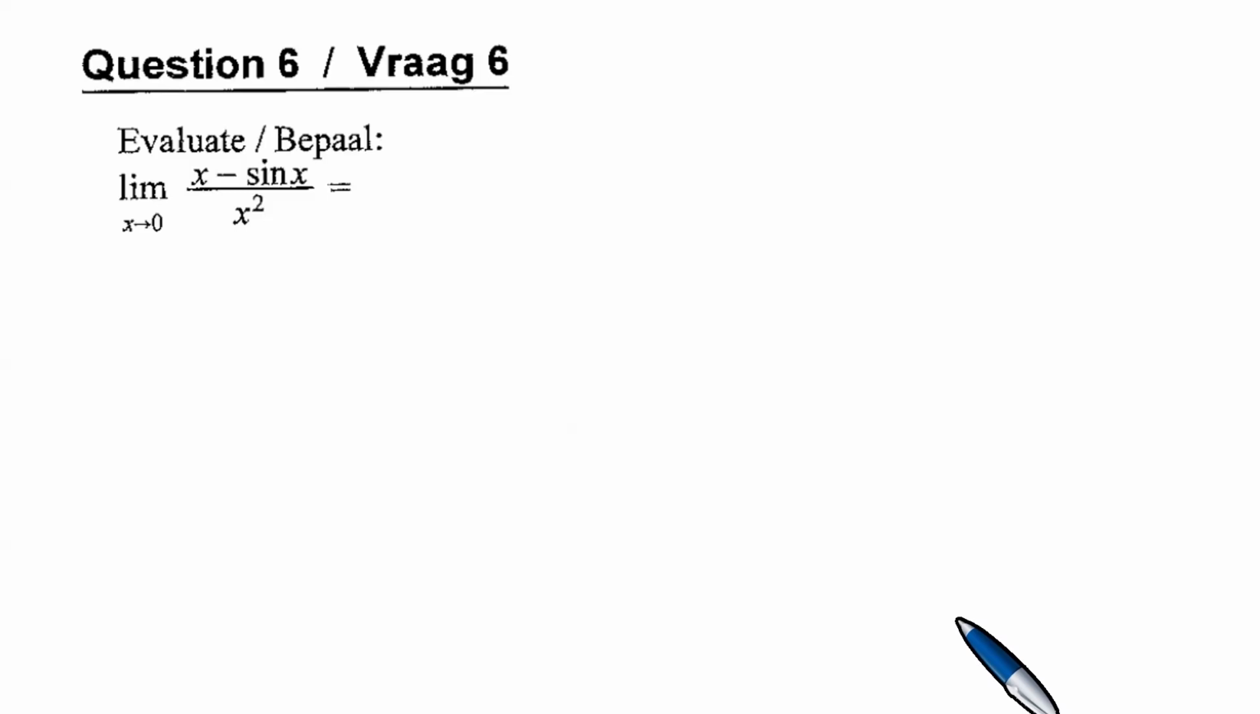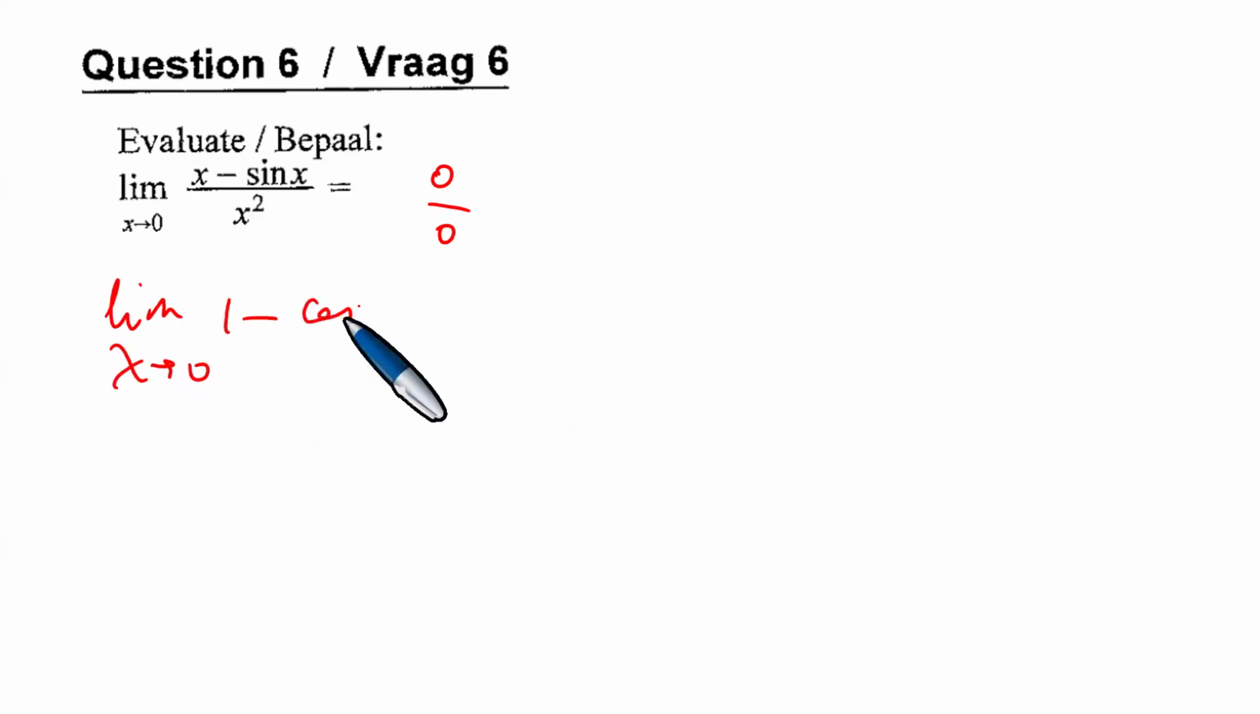Obviously, for this particular question, there are a couple of things you need to take into account. The minute you substitute the 0 here, you see that the top becomes 0 and the bottom becomes 0, meaning you use L'Hopital's rule. The limit as x tends to 0: the derivative of x is 1, the derivative of sine is cosine x, divided by 2x.